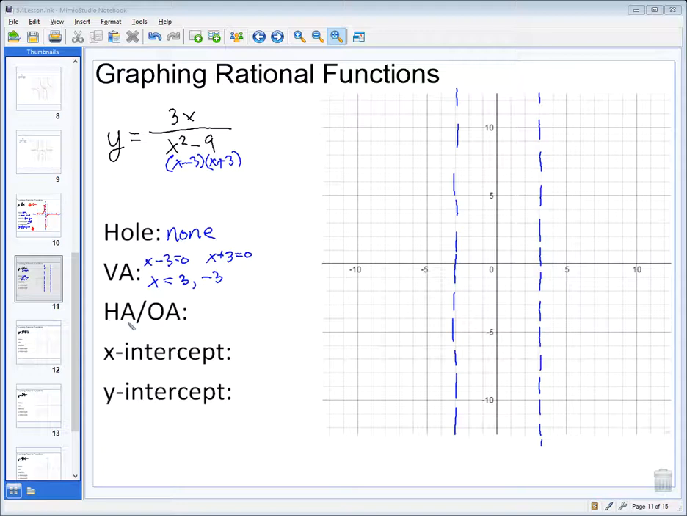For a horizontal asymptote, we take the highest power on top and the highest power on bottom. We divide them. We're left with 3 over x, which is a remainder. And since this is a remainder, recall that y is equal to 0 because x squared goes into 3x 0 times. Here's our horizontal asymptote.